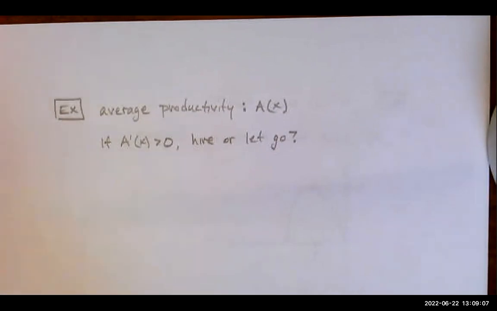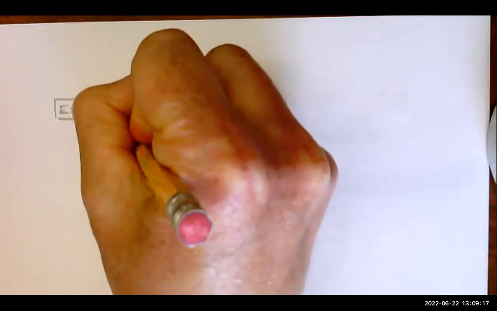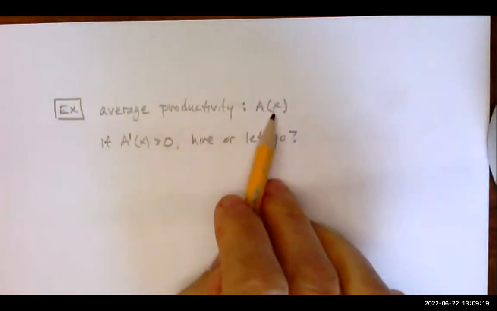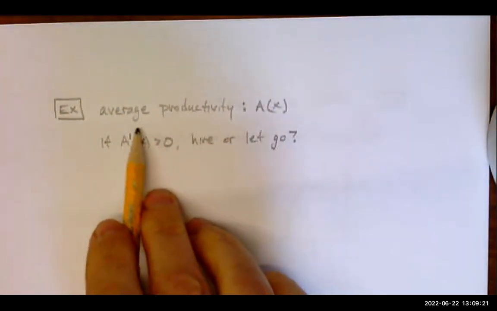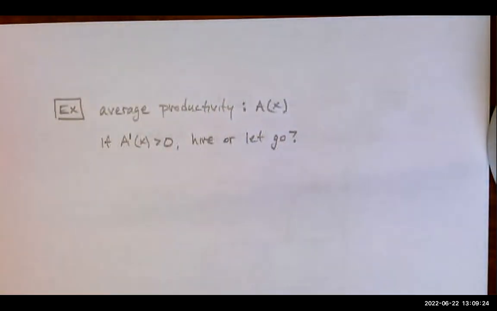And of course, the idea is they want to have the highest productivity. So if the rate of change of your average productivity is positive, do you want to hire more workers or do you want to let them go? Let's think about this.